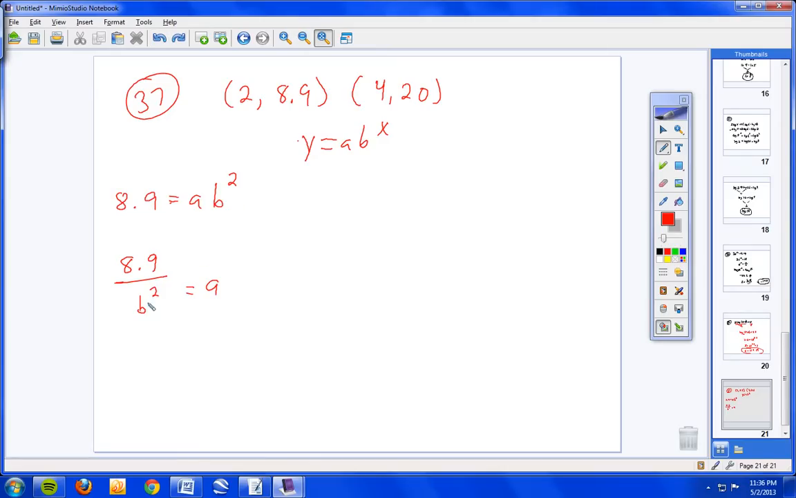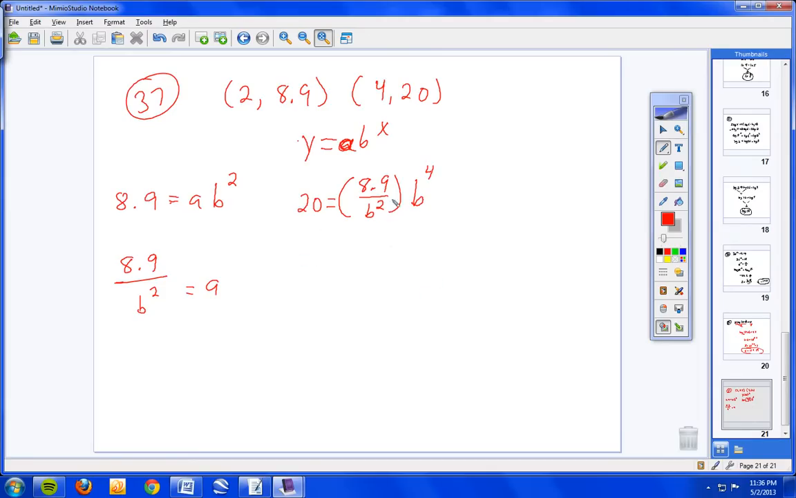So now we know what a equals. Now what we do next is we come up here and we take our other ordered pair and we substitute it in. For y I'm going to put 20. So 20 equals, now look what I put for a. You see this a right here? What does a equal? 8.9 over b squared. So where a is, I'm going to put 8.9 over b squared. That's what a equals. And then times b to the x power, so b to the 4th power.